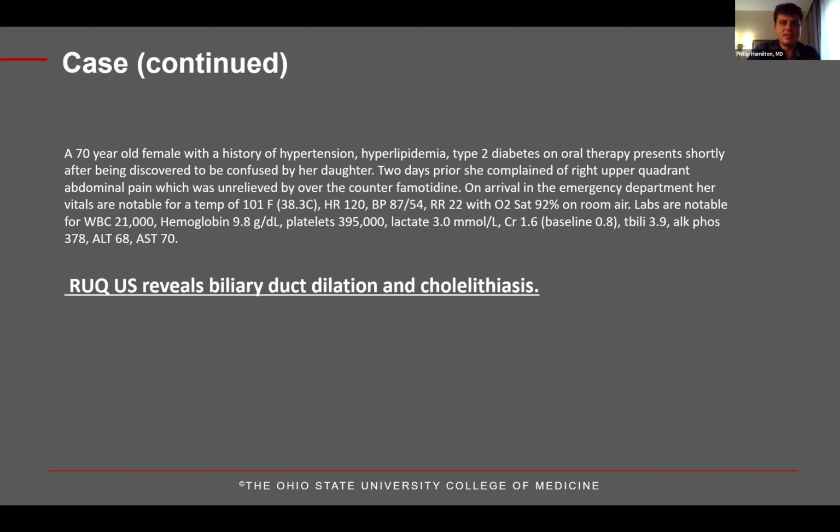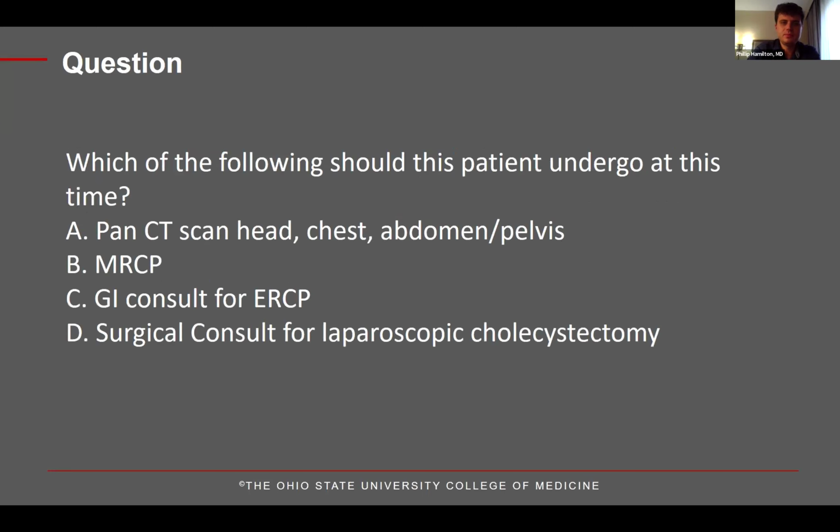Okay, so circling back to our case, you'll recall this is the lady who came in with sepsis and some right upper quadrant abdominal pain. We obtain a right upper quadrant ultrasound that shows some biliary duct dilation and cholelithiasis. So next question, which of the following should this patient undergo at this time? Should we scan the head, chest, abdomen, and pelvis looking for a source of infection? Undergo an MRCP, touch base with our GI colleagues for endoscopic retrograde cholangiopancreatography, or touch base with our surgery colleagues for a laparoscopic cholecystectomy.